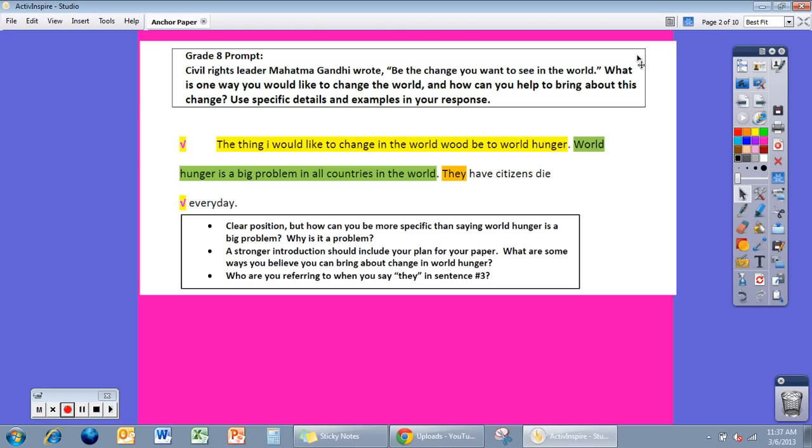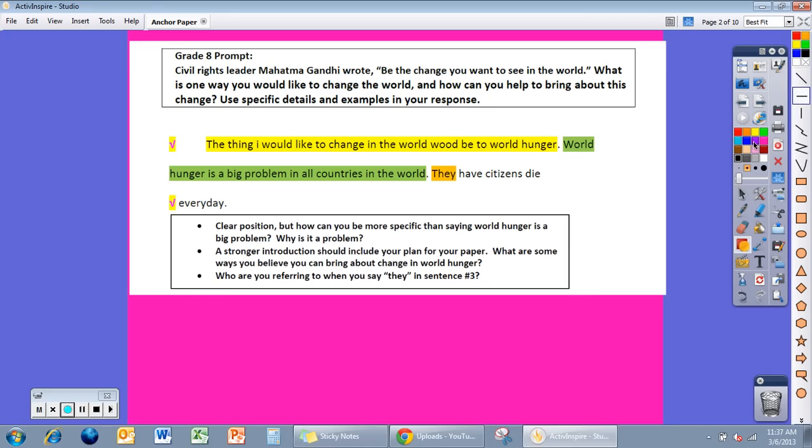Okay, so up here we have the prompt, and it says civil rights leader Mahatma Gandhi wrote, "Be the change you want to see in the world. What is one way you would like to change the world, and how can you help bring about this change? Use specific details and examples in your response." So, if you look right here in what we have bolded, this is what they're asking you to do: to write about one way that you would like to change the world and how you could help bring about the change. And they want you to use specific details and examples.